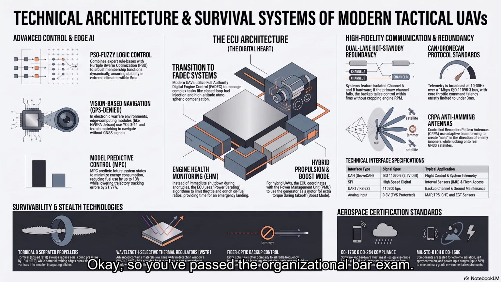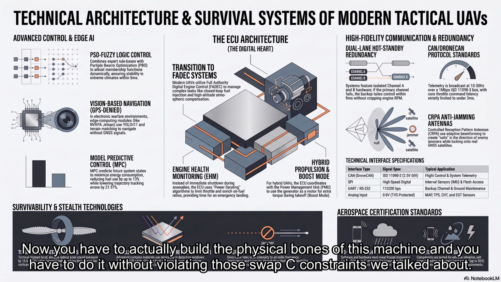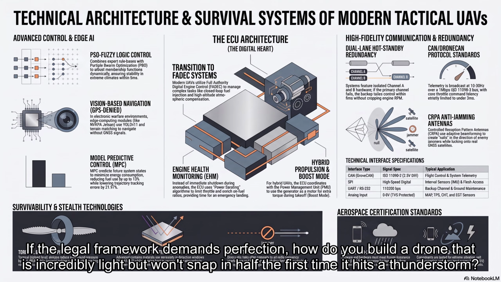Okay, so you've passed the organizational bar exam. You have your type certification pathway clear. Now you have to actually build the physical bones of this machine, and you have to do it without violating those SWaP-C constraints we talked about. If the legal framework demands perfection, how do you build a drone that is incredibly light but won't snap in half the first time it hits a thunderstorm?